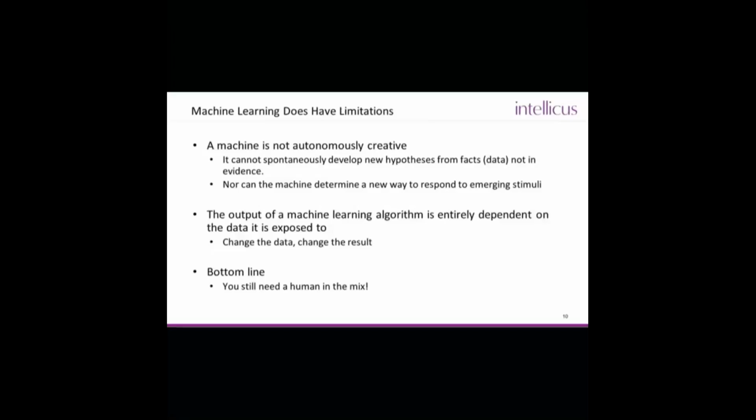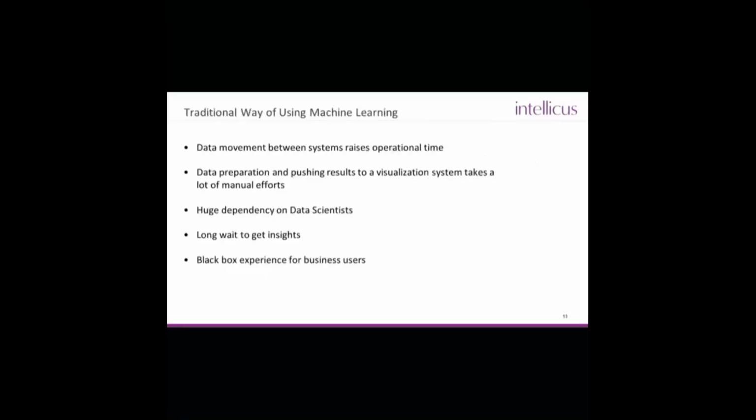The output of the machine learning algorithm is entirely dependent on the data that you give it. If you change the data, you're going to change the results. And we'll see examples of this as we go through the webinar. The bottom line, never fear, the human is still needed in the mix. Yes, we do still need people in this new world of machine learning.